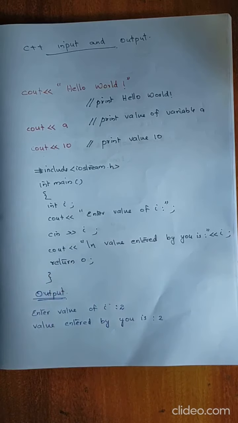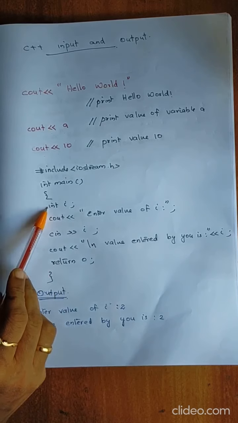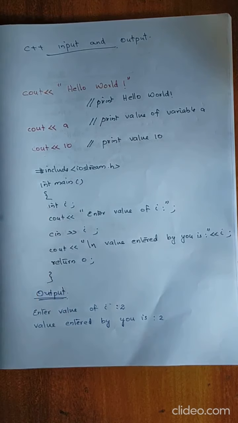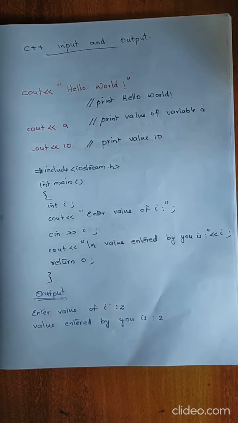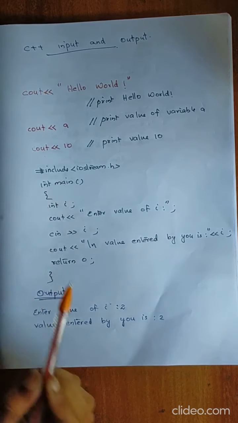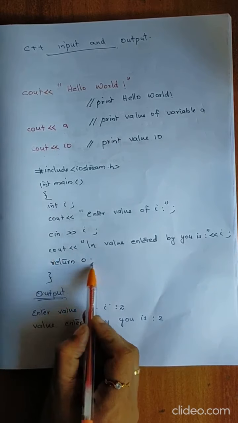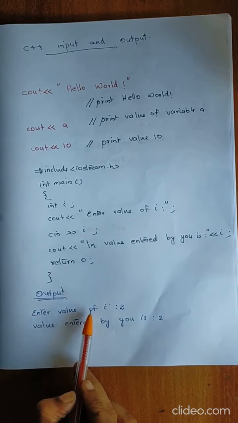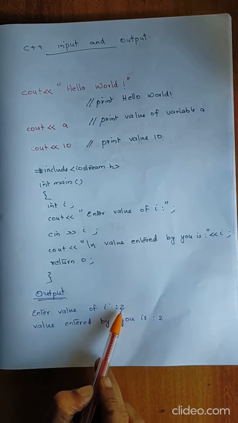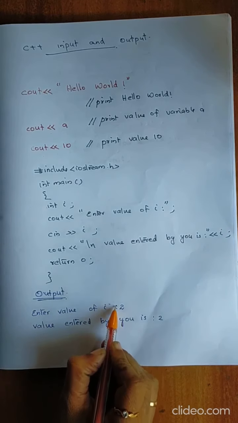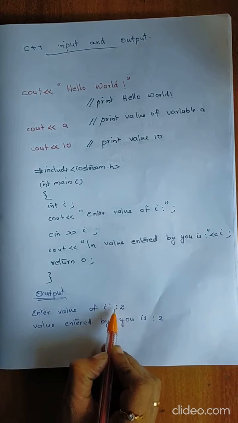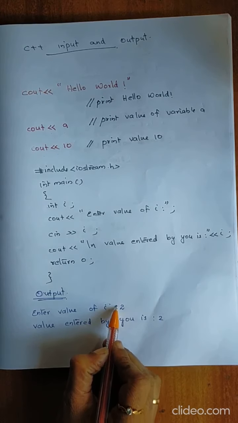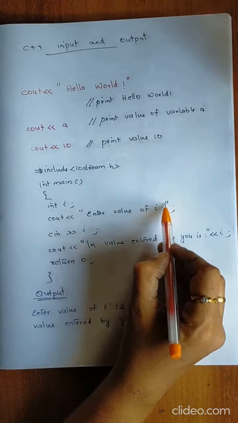Return 0 because we used int value. Here int value. If we use void main function, there is no need of this one. So, the output is enter the value of i, colon, 2. Here, this colon is not necessary. If we use it here, we use this colon within the double quotes.